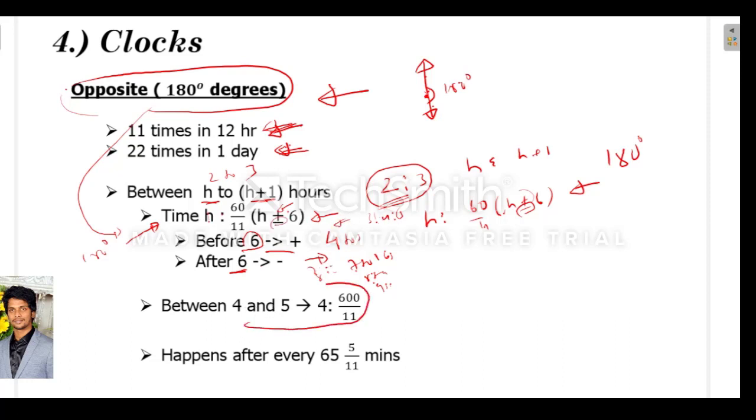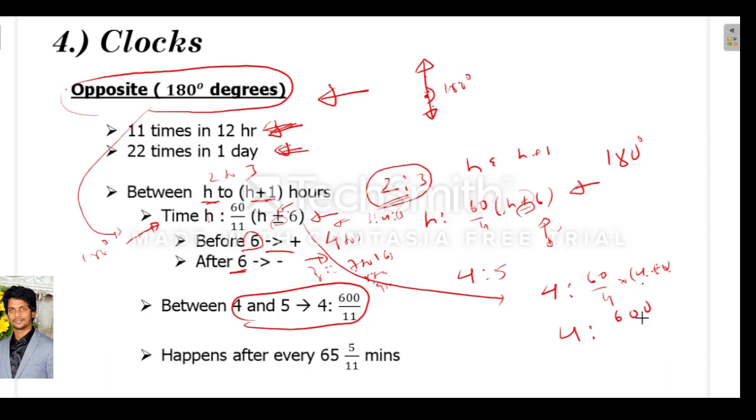So for example, between 4 and 5, at what time will the angle between the minutes hand and hours hand be 180? So simple. This is the time: 4 is to 60 by 11 into 4 plus 6, because it is less than 6, we use plus. So at 4 hours and, 4 plus 6 is 10, so 600 by 11 minutes, the angle will be 180 degrees. The same happens every 65 by 11 minutes.